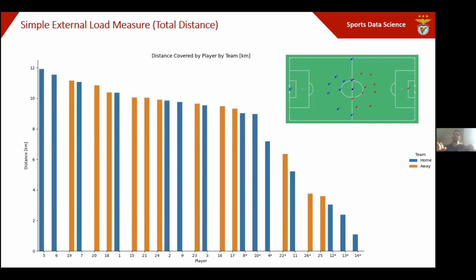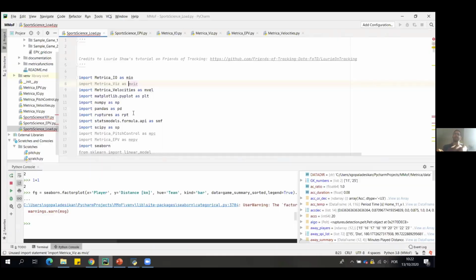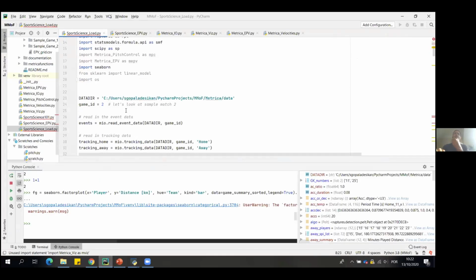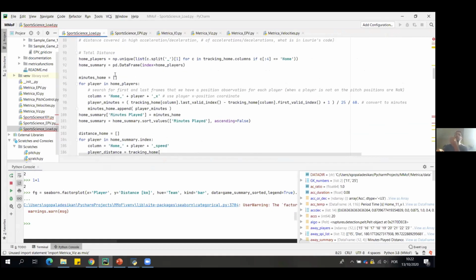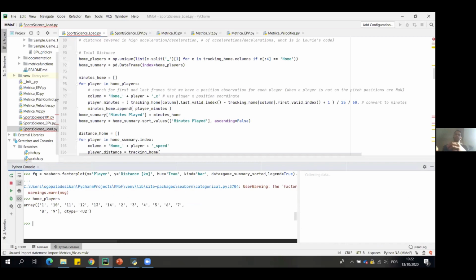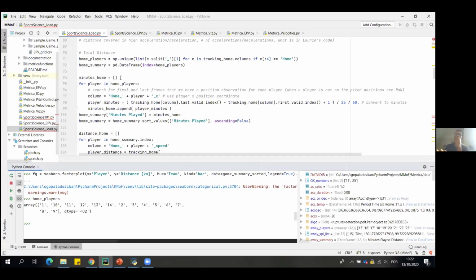It's more or less very similar to what Laurie has in his, I think, part 2. But here what we're doing is we are taking the whole list of all the home players that we have from the tracking home data frame. So it gives us an array of all the players that we can then loop over.